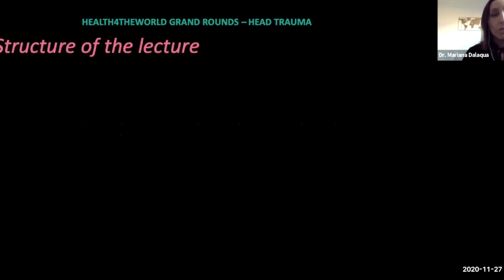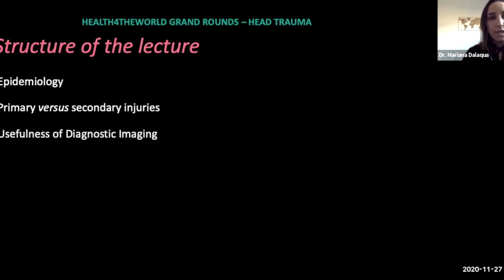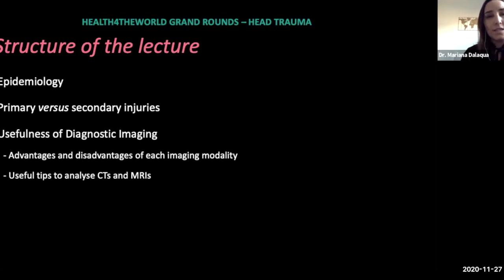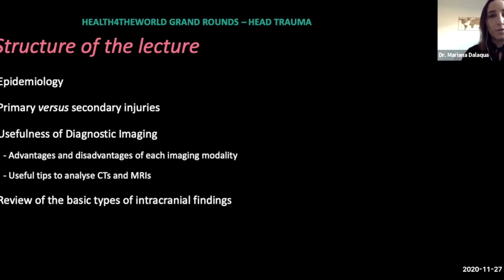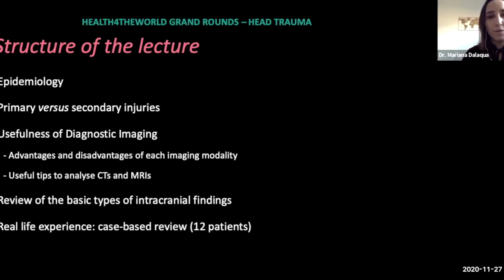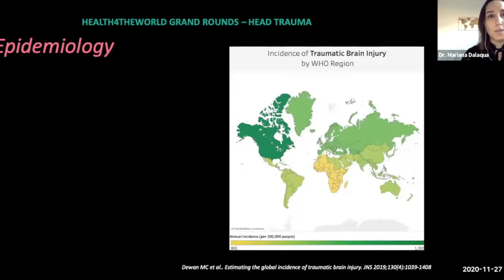So how is it going to be? The structure of the lecture: I'm going to start with the epidemiology, and then I'm going to talk a little bit about primary versus secondary injuries, and then the usefulness of diagnostic imaging in this context, the advantages and disadvantages of each image modality, the useful tips to analyze CT and MRIs, and a review of the basic types of intracranial findings. And the last part would be a real-life experience case-based review of 12 different cases. So let's start with the epidemiology.